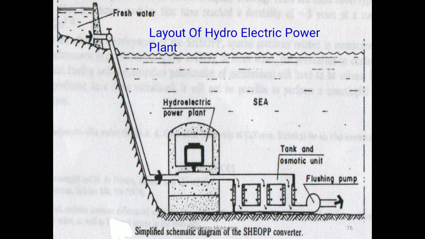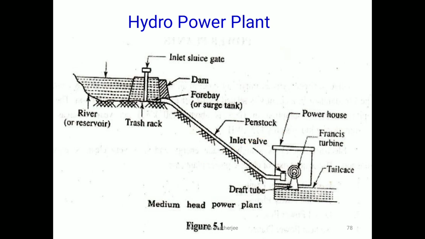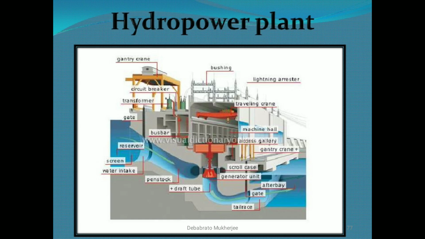Next, this is the layout. See, if there is fresh water, here is a hydro power plant, this is a surge tank, flushing pump. The same figure is over here also. Reservoir is there, dam is there, penstocks, inlet valves through pipes, Francis turbine, powerhouse, tail race, and this powerhouse as it is shown here, you can see over here, powerhouse over here.